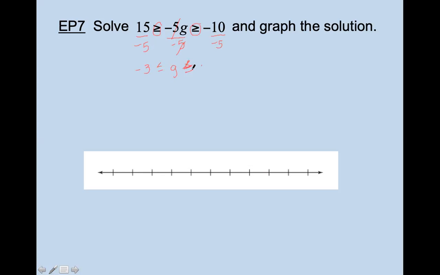Okay, have to remember to switch, otherwise it's not going to make any sense. All right, so this says my solutions are any value less than or equal to 2 and greater than negative 3. So let's put those on the number line.